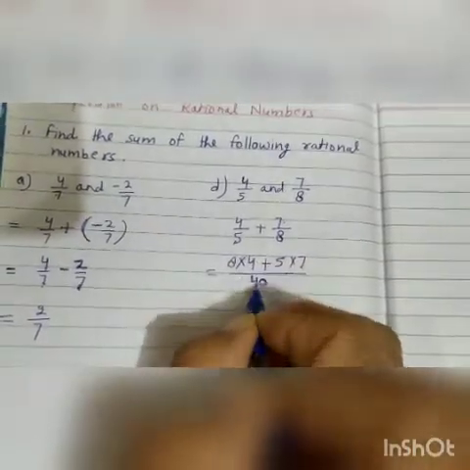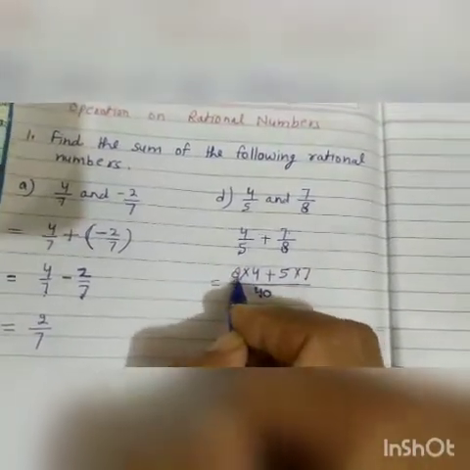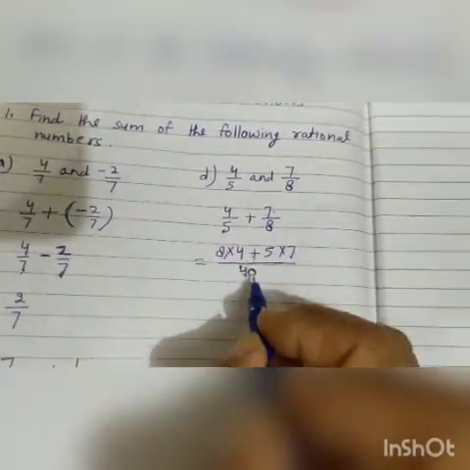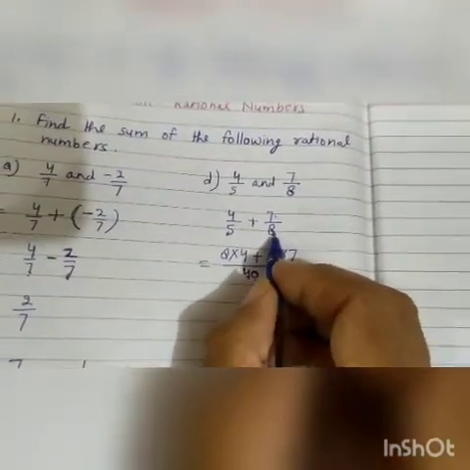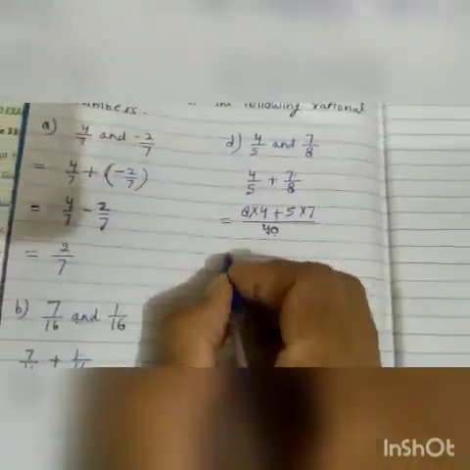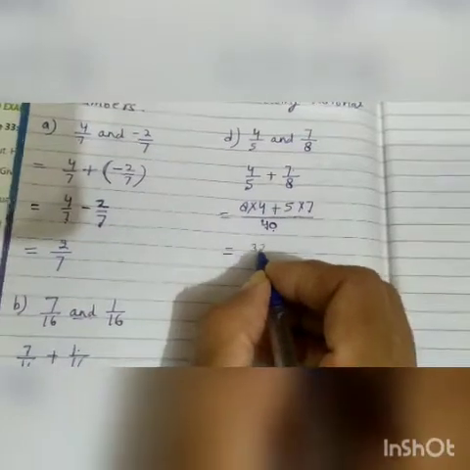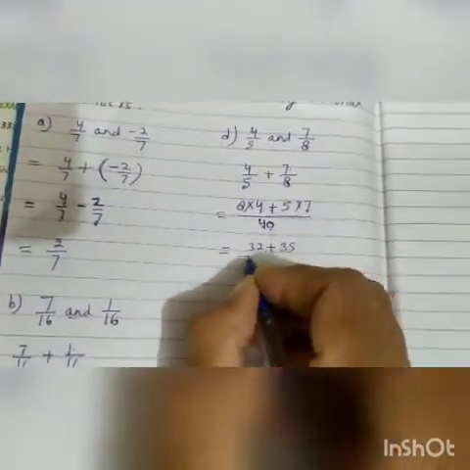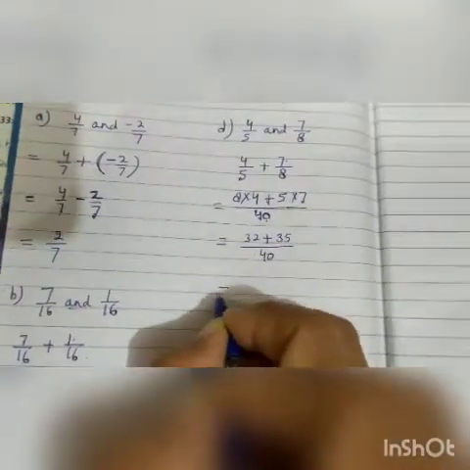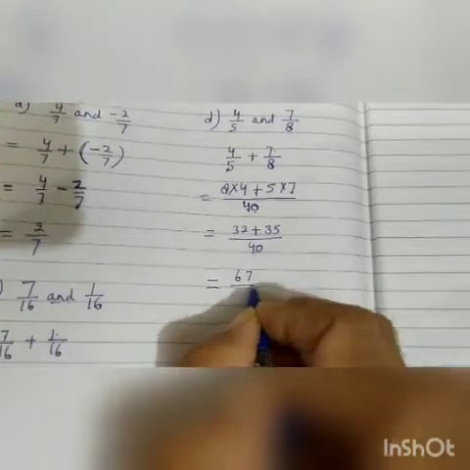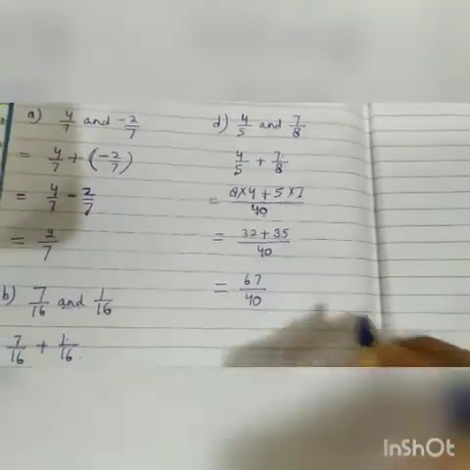First we will divide this 40 by 5, we get 8, then 8 multiply this numerator 4, plus then 40 divided by this 8, 8 5s are 40, 5 multiply this numerator 7. Now 8 4s are 32 plus 5 7s are 35 upon 40, add this one, 2 7 3 3 6, it is 67 upon 40.